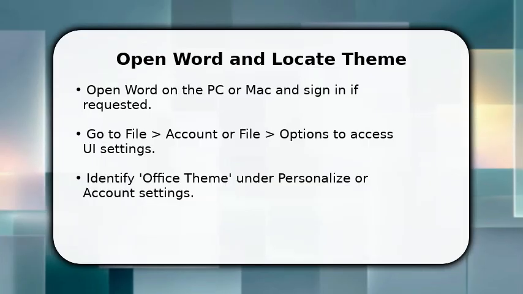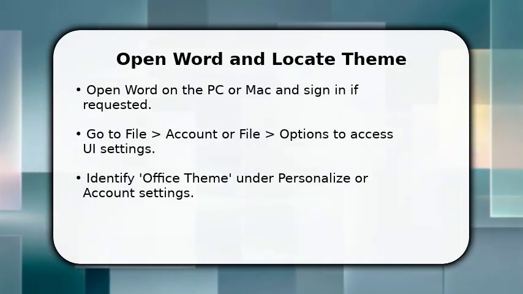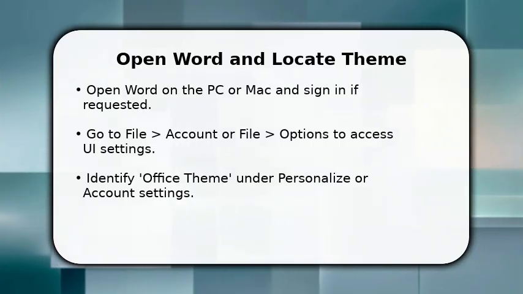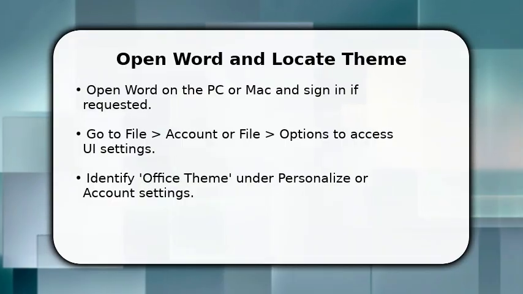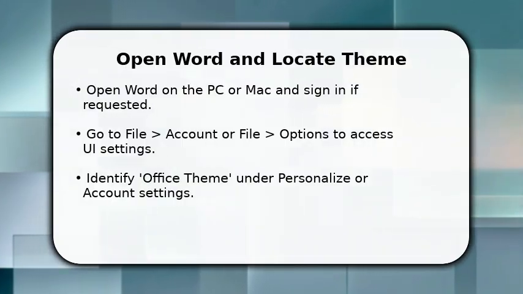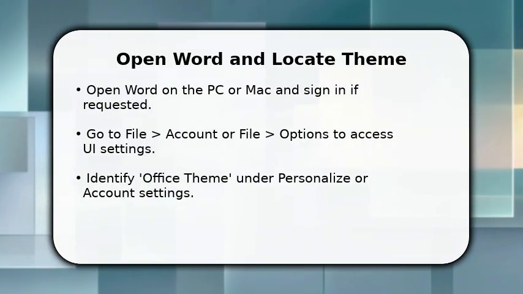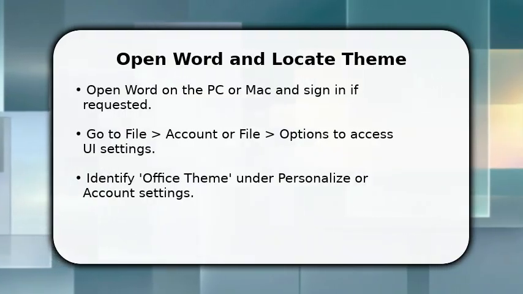You start with Word open and signed in so your settings sync. Once done, go straight to File. On Windows, choose Account or Options. On Mac, use Preferences. You want the area labeled Personalize your copy of Microsoft Office or Office theme.